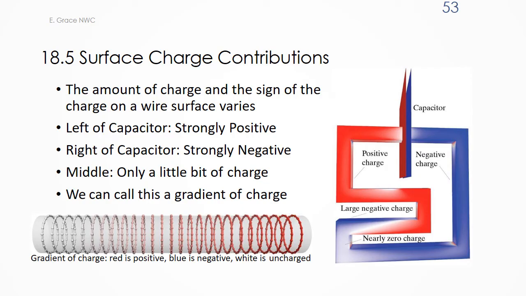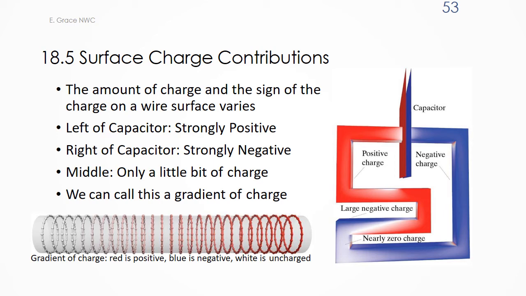So the amount of charge and sign of charge in the wire is going to vary. It's all about making sure that the electric field is uniform. Charge uniformity is not important. It's electric field uniformity. So immediately you would see that it's going to be strongly negative, and it's going to get less and less. Sorry, left of the capacitors over here, strongly positive, right of the capacitors, strongly negative. And in the middle, you've got just a little bit of charge as it flips over. And this is called the gradient of charge.